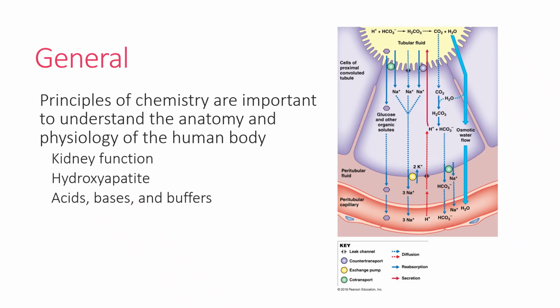So, like I was just saying on the introductory slide, it's really important to understand these basic principles of chemistry to understand the anatomy and more specifically your physiology of the human body. The picture on the right here shows some kidney function, the idea of acids and bases and buffers, and the structural framework of all of our cells and our organelles. It all comes down to these principles of chemistry.